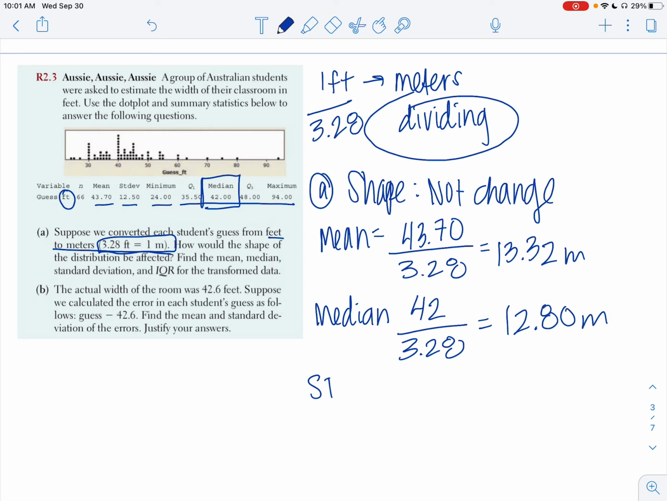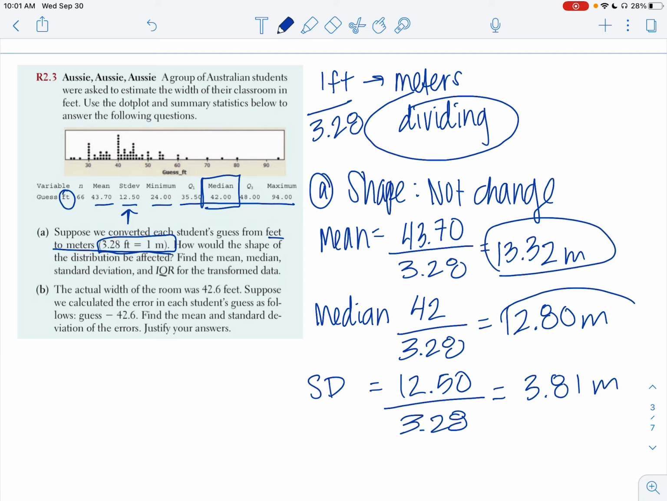And then our standard deviation is also going to change. It's going to be divided, so I'm taking that from the chart. 12.50 divided by our conversion factor is going to give me 3.81 meters. So these values here are all my new mean, median, standard deviation. They also want the IQR.